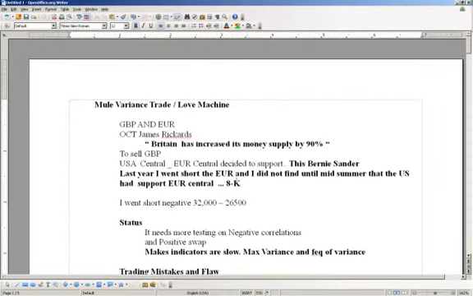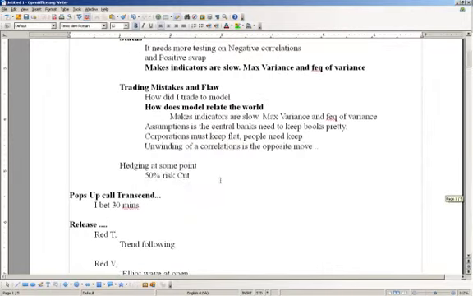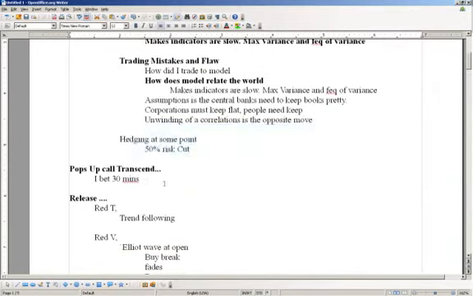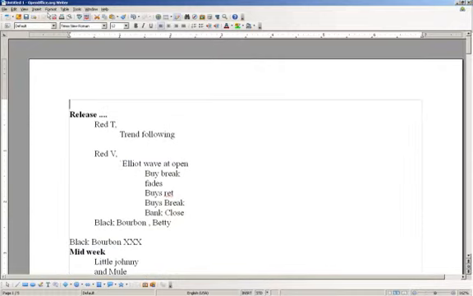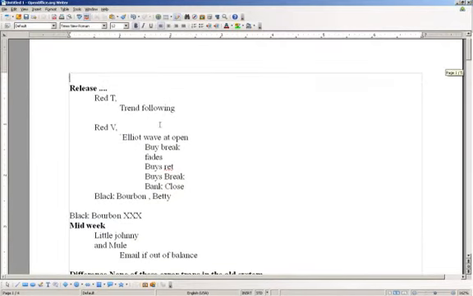Okay, this is an overview of the old and new models. I'm going to cut this part out of the top here. This is a little overview. These are the ones being released this week. They're Red T, it's a trend following system. Red V, it's an Elliott wave. You buy a break, it fades. You sell that, you buy a retracement, you buy a break, and then you trade the bank close.